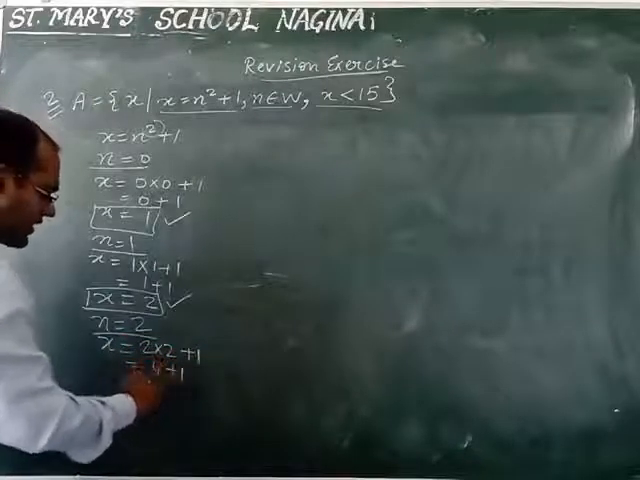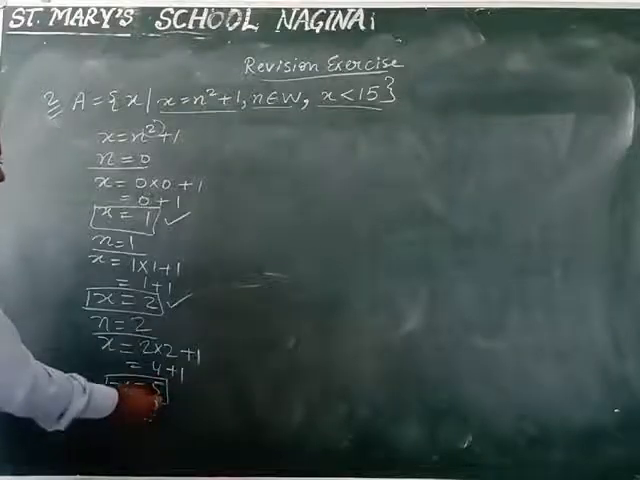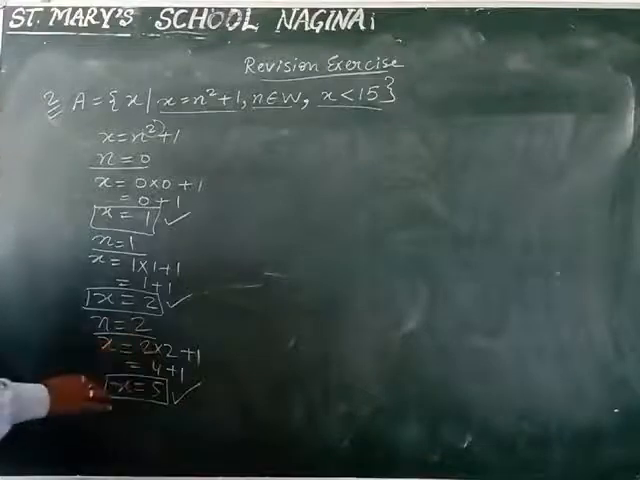4 plus 1, answer is 5. Now we have to check X is 5. Is this less than 15? Yes. So we have to take this one also.